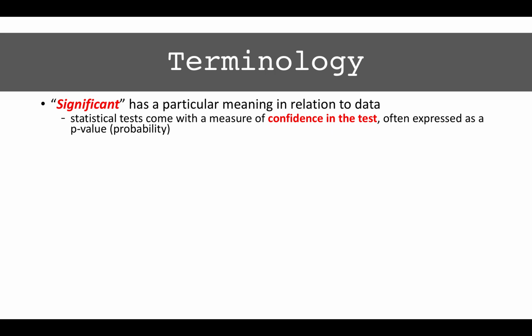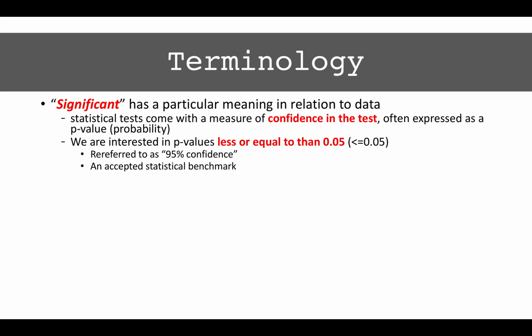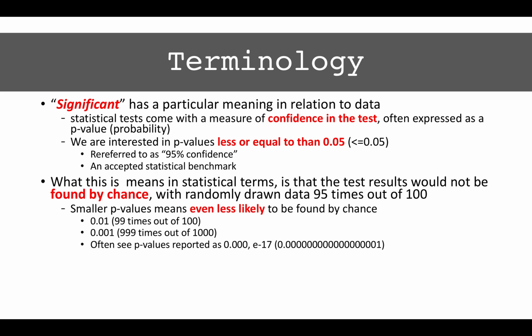And this is often expressed as a p-value, a probability. And what we're interested in are p-values less than or equal to 0.05. And this is referred to as 95% confidence. And this is an accepted statistical benchmark. So you'll often hear people say that something is statistically significant, and what they mean is that the relationships they found wouldn't have happened by chance.